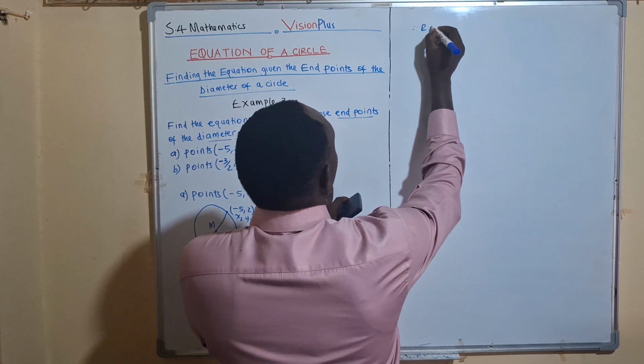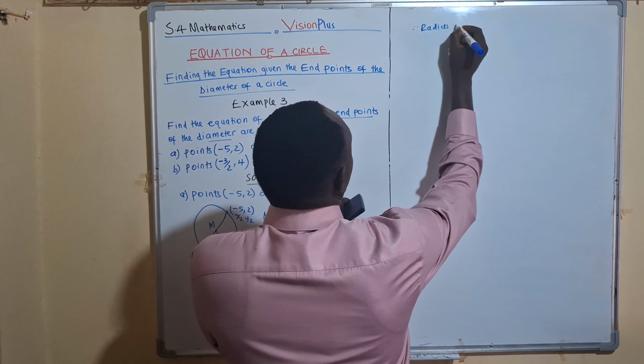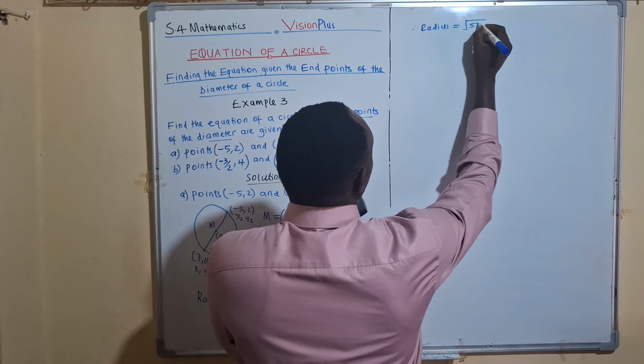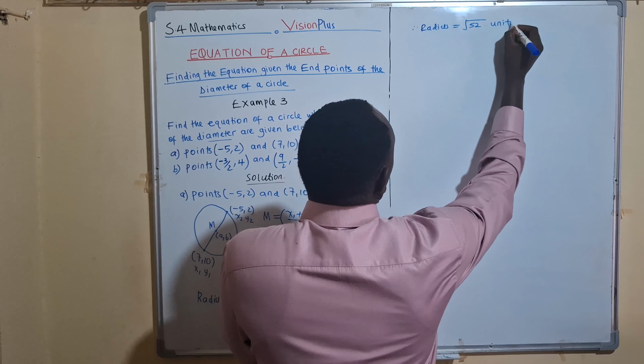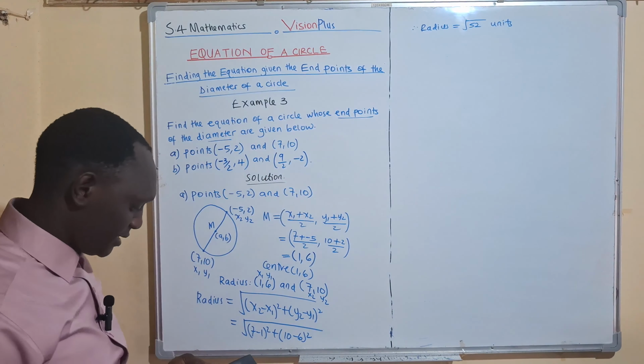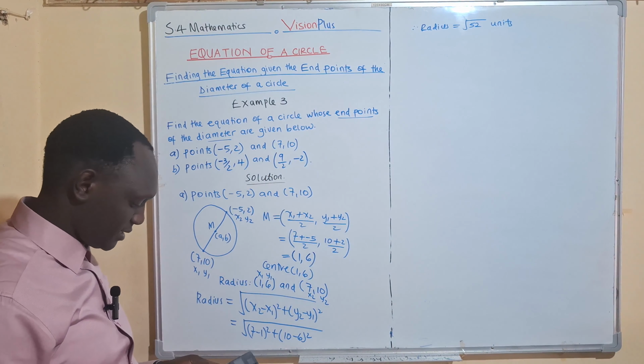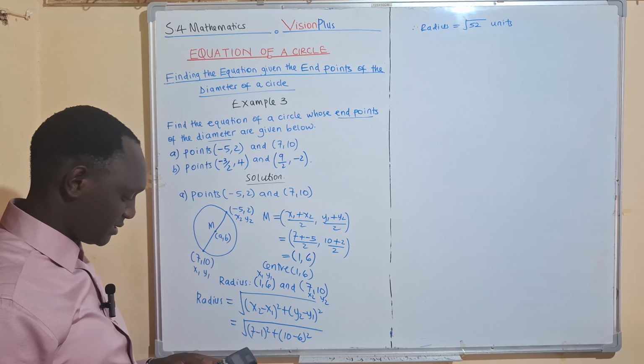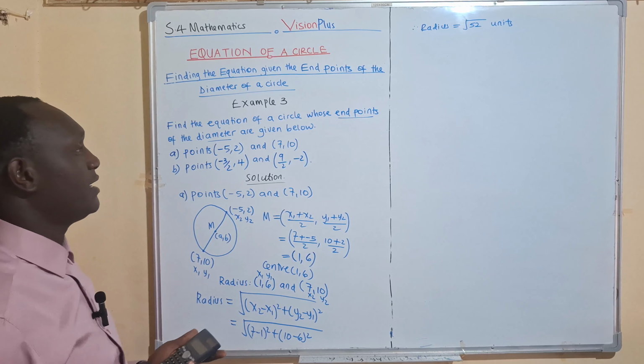So therefore, radius, root of 52 units. Let me confirm again. 7 minus 1 squared plus 10 minus 6 squared. Yes, that is the radius.